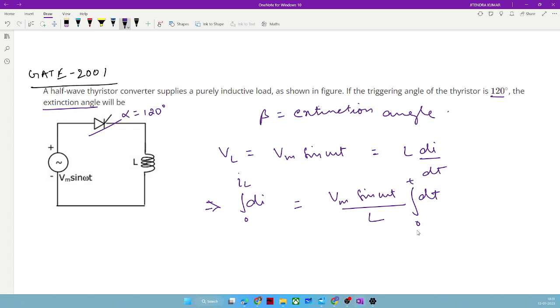If I make it more detailed, it will conduct from alpha. So we can write it more appropriately in terms of alpha, since it starts its conduction from point alpha and it will stop at beta. Sine omega t is also a variable in terms of t, so it should be inside the integral. Let me just modify it. So from alpha to beta. Is it fine till now?